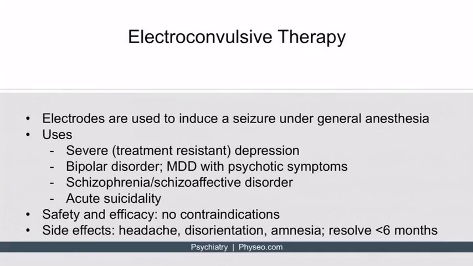Since we've never discussed ECT, let's briefly talk about it now. The therapy is administered by placing electrodes on the patient's head to induce a seizure while the patient is under general anesthesia. This is a highly effective form of therapy that can be used to treat various psychiatric illnesses, such as treatment-resistant depression, bipolar disorder, major depressive disorder with psychotic symptoms, schizophrenia, schizoaffective disorder, and acute suicidality. It's fast-acting and has no contraindications, so it's safe in both pregnant women and elderly people. Some possible adverse effects of ECT involve headache, disorientation, and partial amnesia, both anterograde and retrograde, which normally resolves within about 6 months.